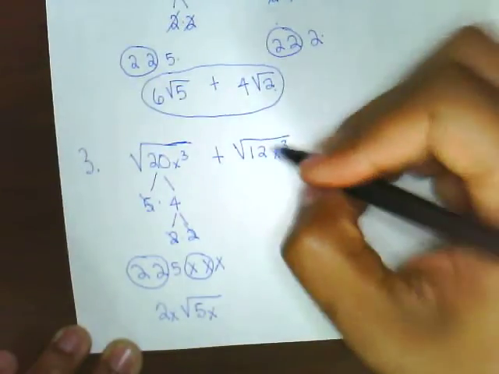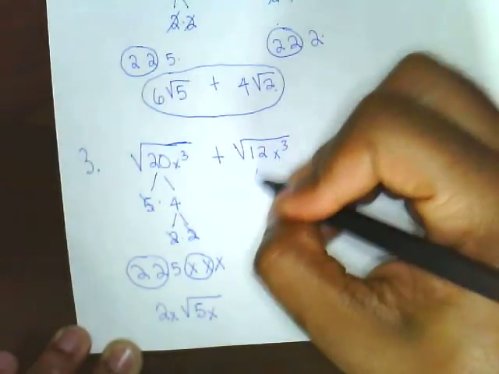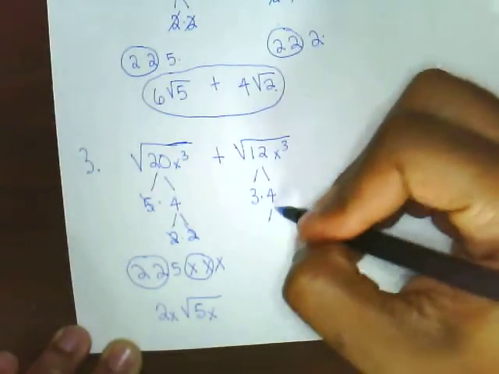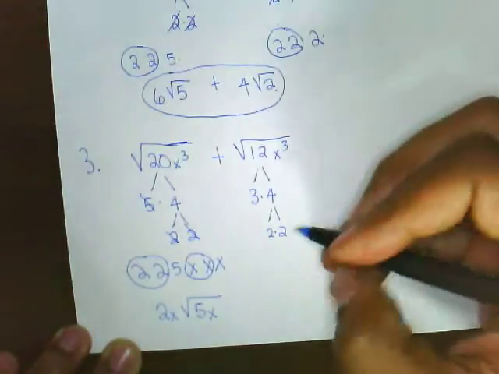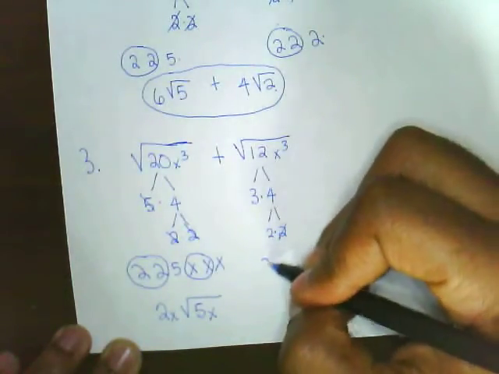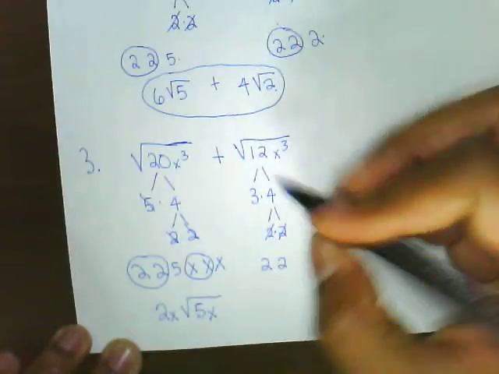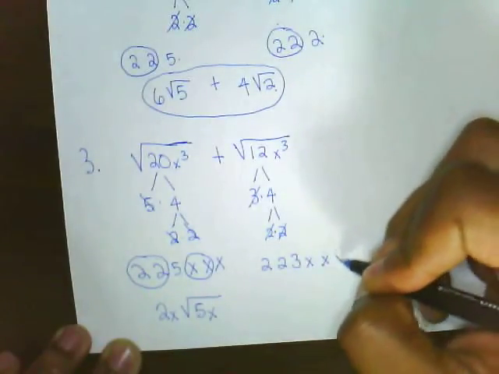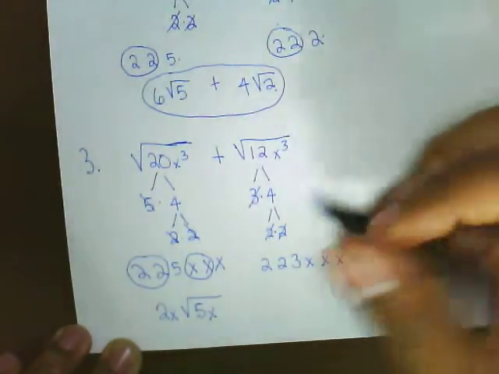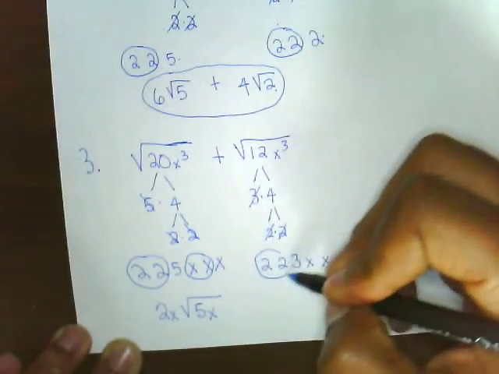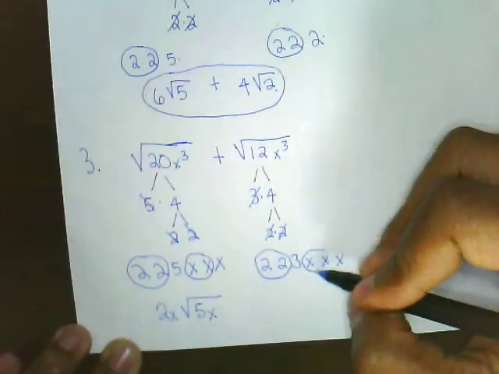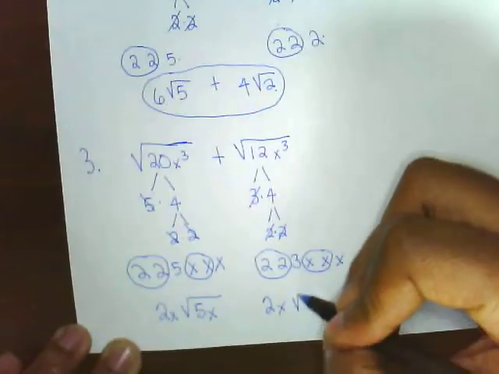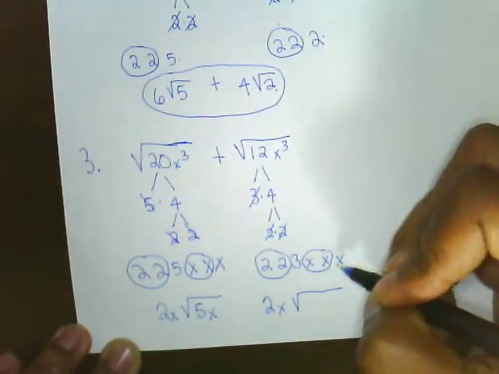So now let's do the same thing to 12x cubed. Prime number, so we stop there. Look at what we have here. We have a 2, another 2, a 3, and 3 x's. 1, 2, 3. What did we do? Correct. We circle our pairs. We have a pair of 2 and a pair of x's. So that's going to be 2x. Radical, what's left? The 3 and the x.